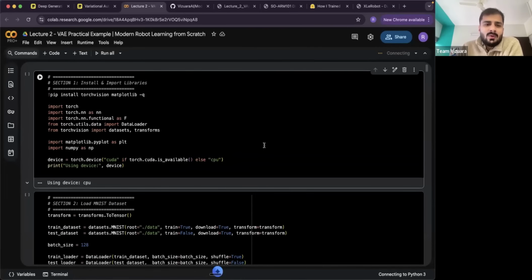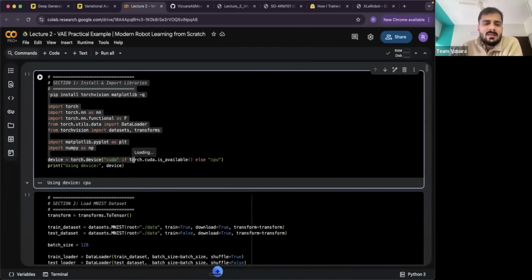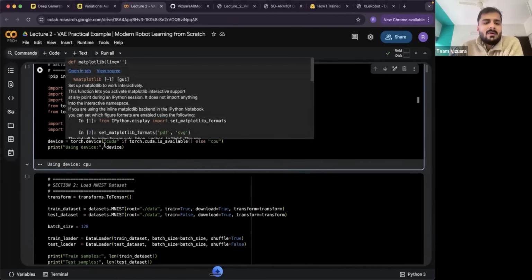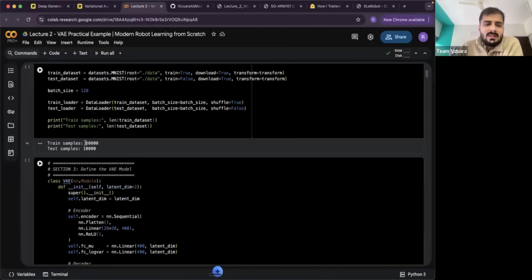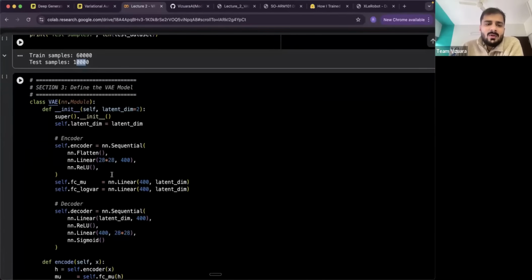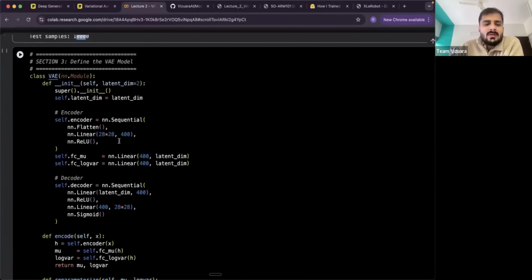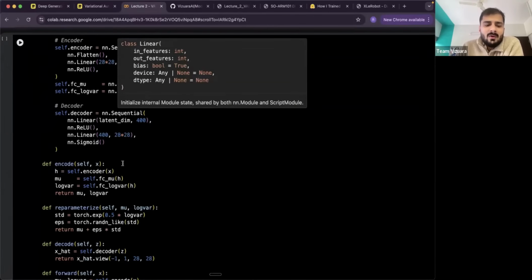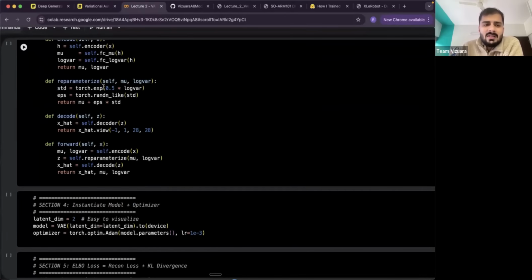I think it took some time for me to train, but let me walk you through the individual sections. The first section is where you install the different libraries. So we have mostly the torch package, we have matplotlib, numpy. Then we load the MNIST dataset. We use 60,000 images for training and 10,000 images for testing. Next, we define the VAE model. This is exactly the same as the architecture which I showed you. First, we have the encoder and then we have the decoder. This is very similar. You will be able to understand this now.